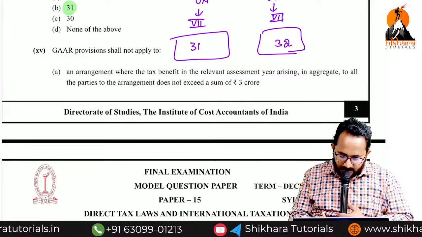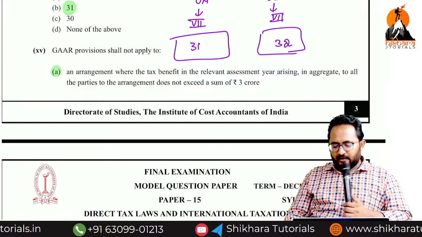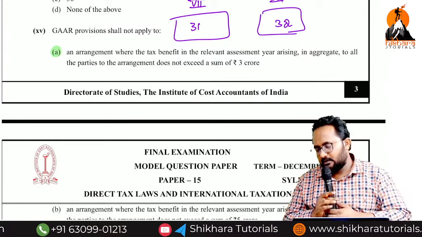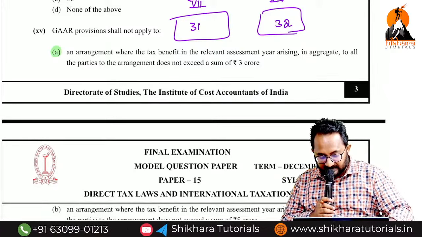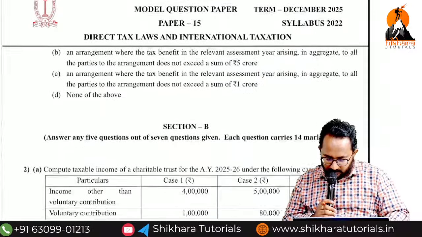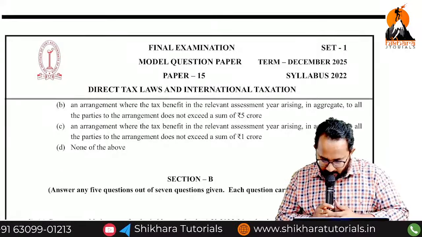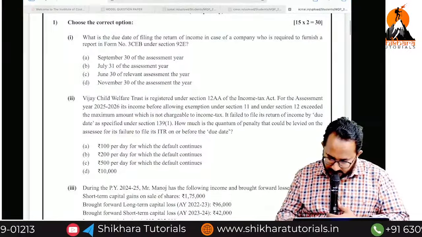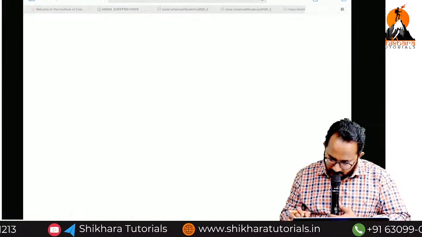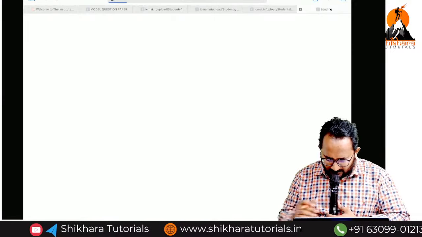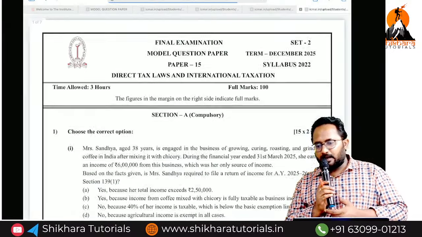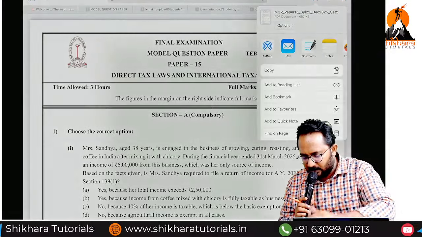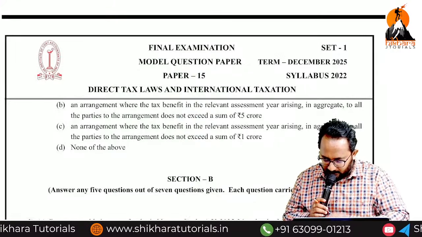GAAR provision shall not apply if the tax benefit arising in such a transaction does not exceed 300 crores. There is an MTP1 relating to our attempt. Which attempt? December attempt. MTP2 also, mostly repeated MCQs you can get. Because if you learn nearly 100 to 200 MCQs, the remaining MCQs will always be repeated even in your examination also.